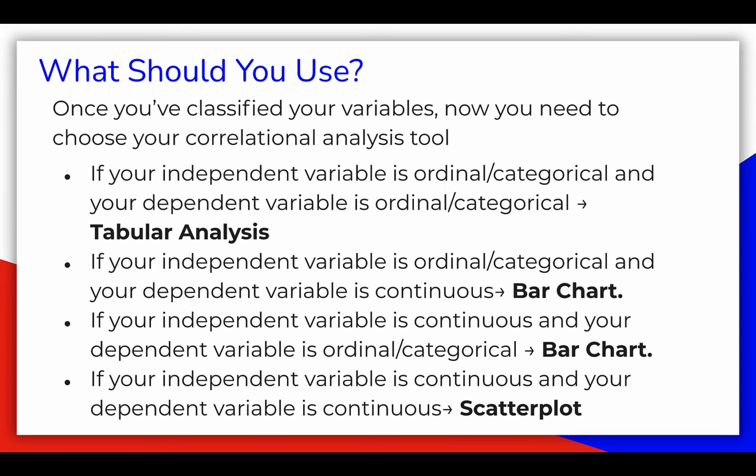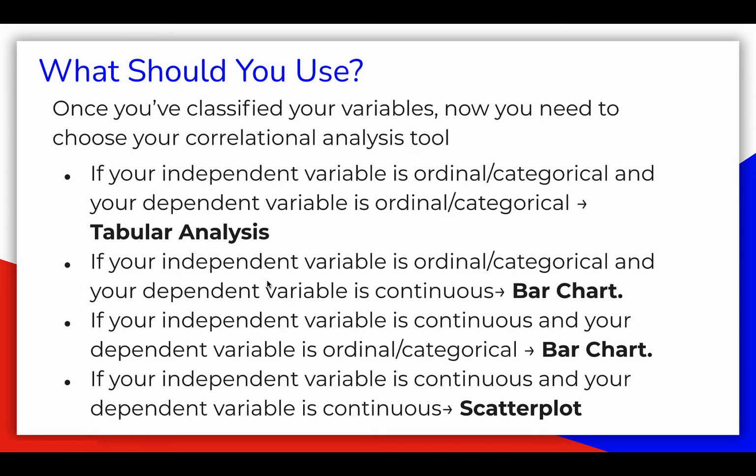Now, what should you use? Once you've classified your variables as nominal, ordinal, or continuous, you need to choose which correlational analysis tool you're going to use for your own analyses. So if your independent variable is ordinal or categorical, and your dependent variable is ordinal or categorical, then you are going to want to use a tabular analysis.